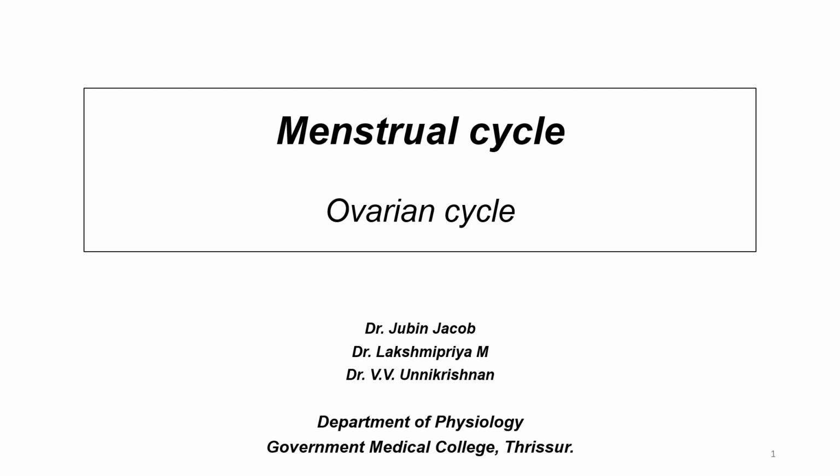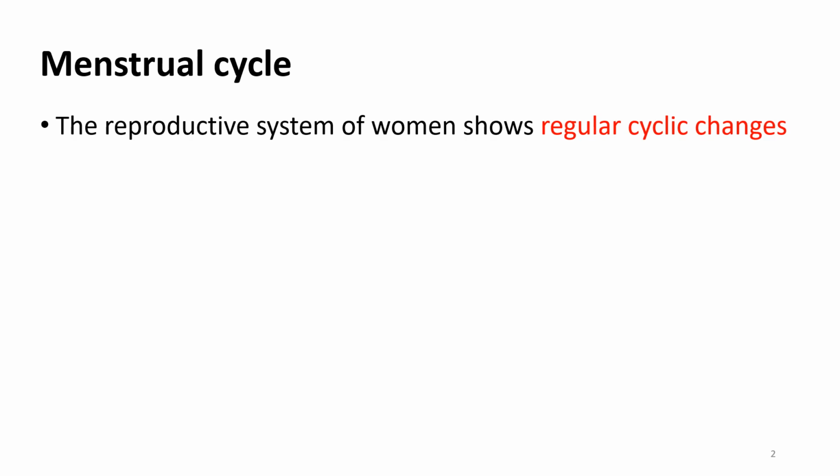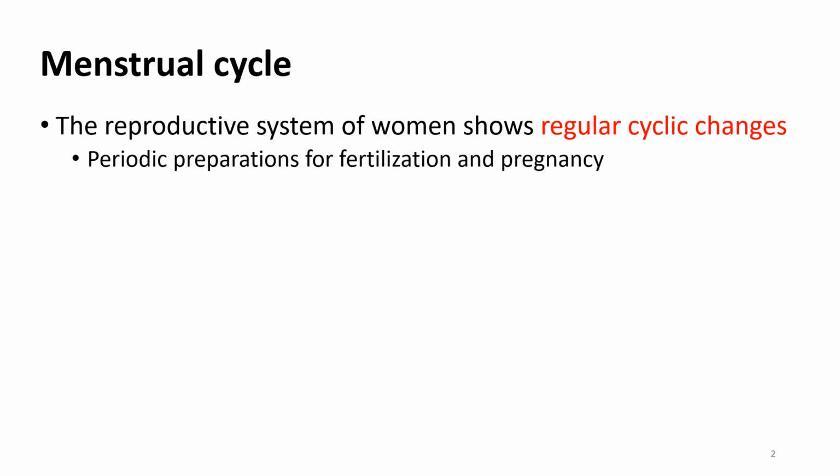In this presentation, we will be seeing about the ovarian cycle. Now, ovarian cycle can be asked as a 4-mark write briefly question. So please write about the menstrual cycle first. Menstrual cycle is the cyclical changes that occurs in the reproductive system of a female. These are periodic preparations for fertilization and pregnancy.